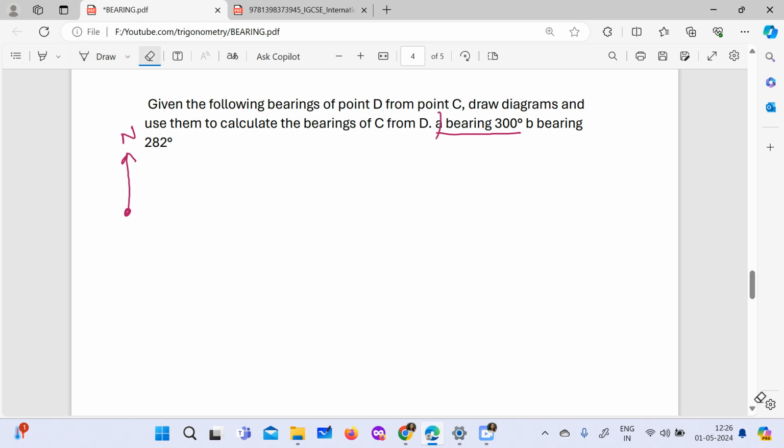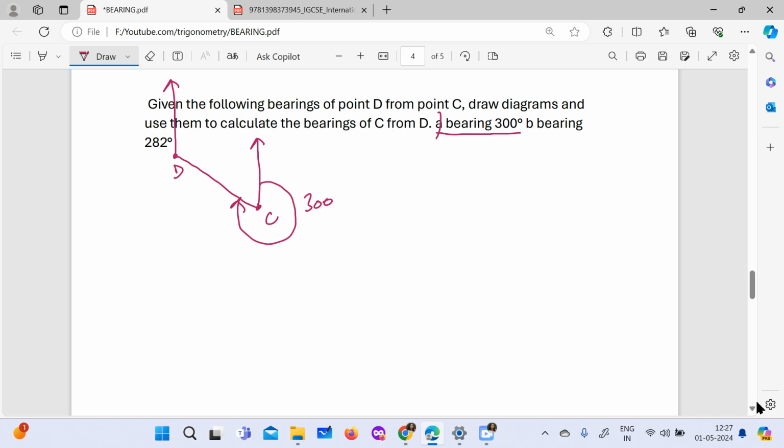Okay, again a reflex angle. So 300 means it will go most probably like this. Let me draw it here again. This is C, this is north of C, and the bearing is 300. So obviously it will be here, and I will mark here D, and then I will mark the north of D. I will mark this bearing. This is 300. I hope this is clear to everyone.